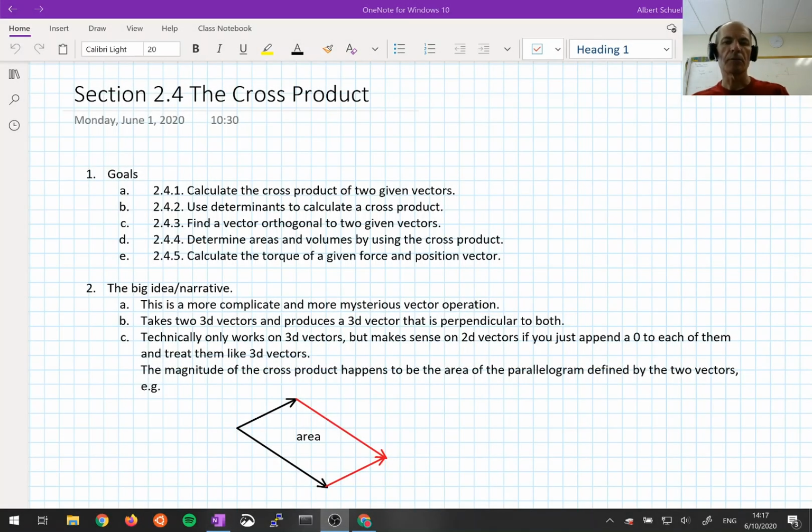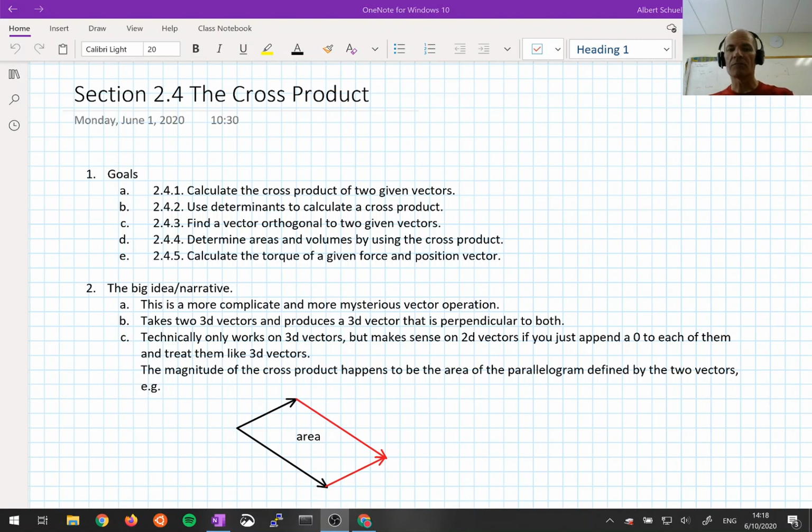All right, let's talk about the complement to the dot product, a thing we call the cross product. The cross product is a little bit weirder than the dot product. It's a little bit harder to compute, but it does have some really peculiar and interesting geometric properties that we'll take advantage of several times in this class. The goals of this particular section, section 2.4, are to calculate the cross product of two given vectors. Not as easy as the dot product, as I mentioned.